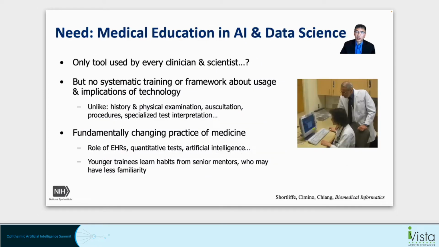Another thing that we need is medical education in AI and data science. Okay, what is the one tool that every single clinician and scientist uses in this country? It's the computer. And despite that, there's basically no systematic training about the usage, how do you use these technologies? Compare that to taking a history, doing a physical exam, auscultating the heart. The average student or resident spends months to years of dedicated training on that. Yet for the one device that we use all the time, there's basically zero focused training on that.